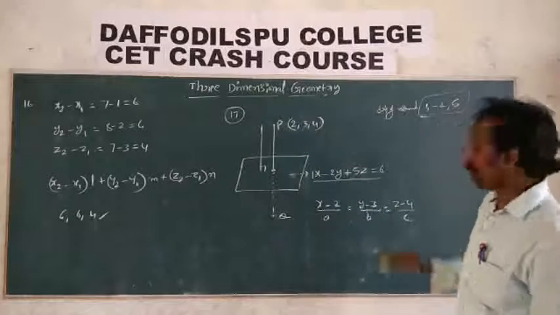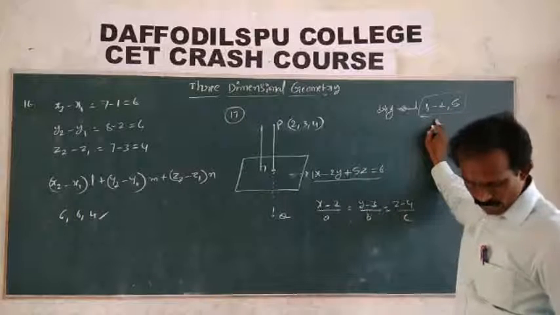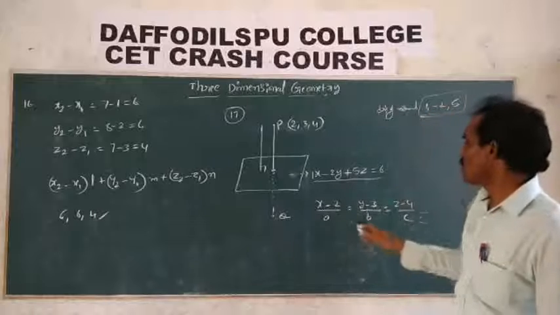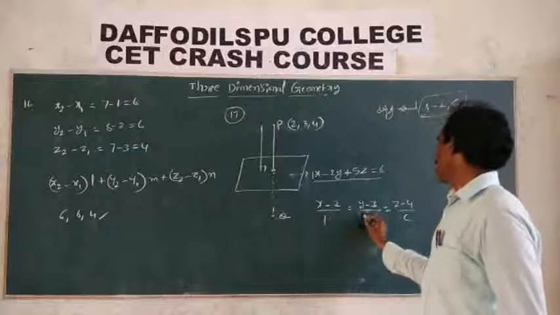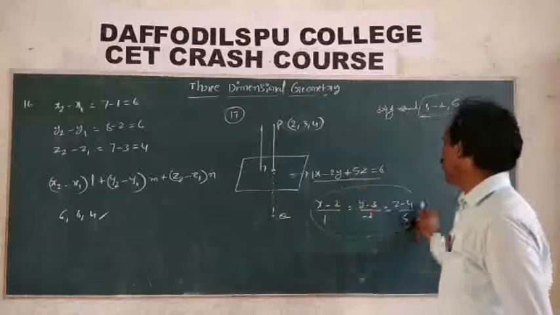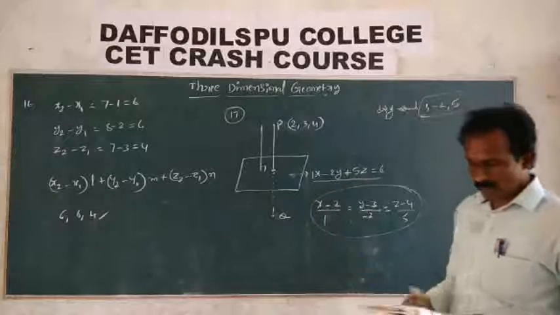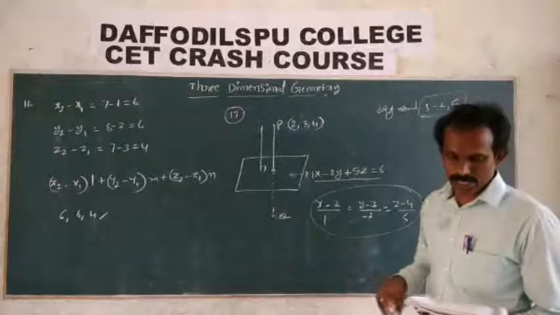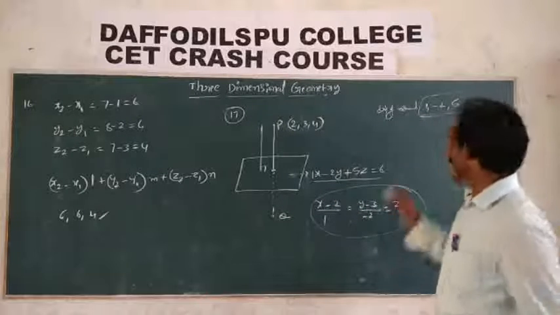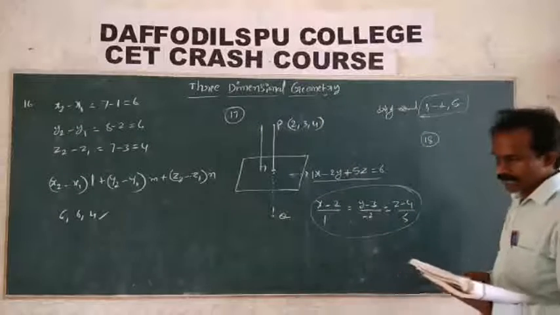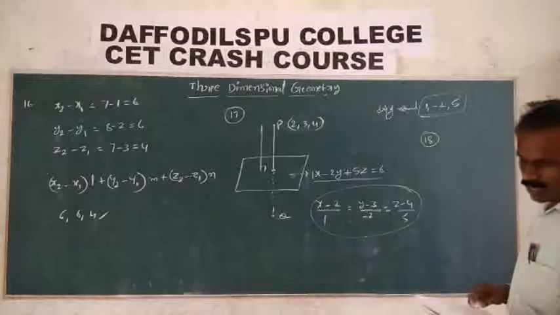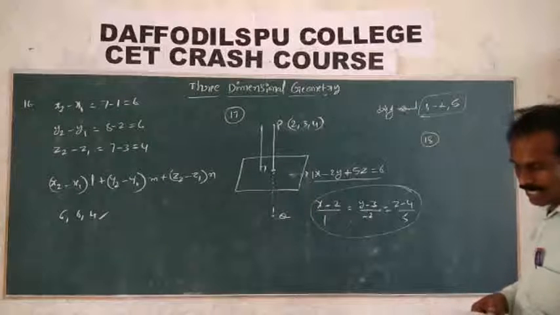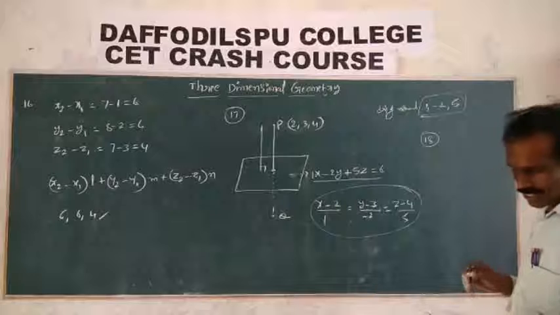So which option is correct? 1, minus 2, 5. Only one option, the second option, is the correct answer. Therefore, in place of a, b, c, 1, minus 2, 5. This is the PQ line, where Q is the image of the point P under the plane. Next, 18. The line joining the points 1, 1, 2 and 3, minus 2, 1 meets the plane at a point.